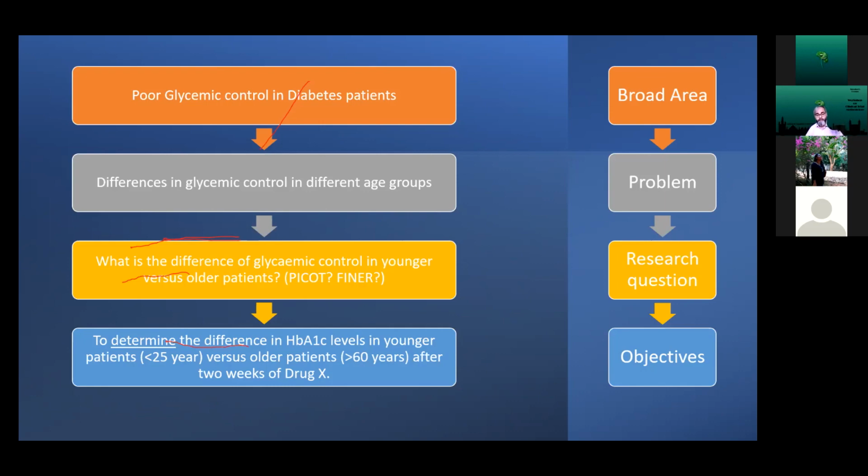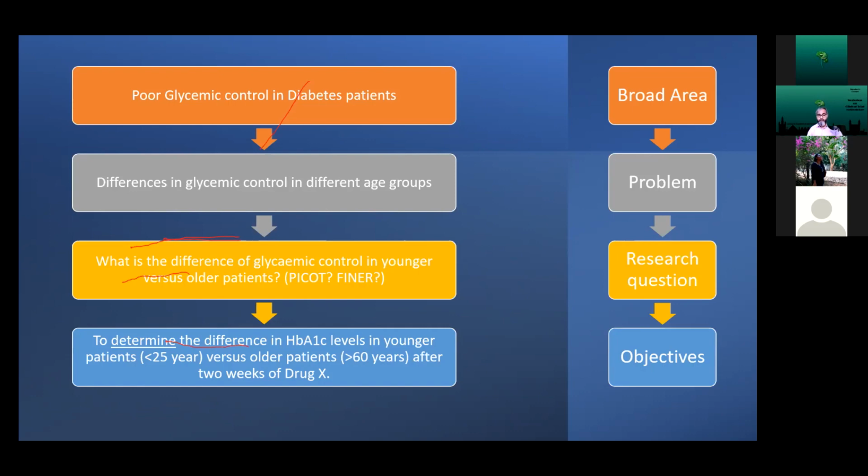What is the objective though? Objective is one part of that research question. Sometimes that one part is sufficient. One research question could have only one objective. And one research question could have multiple objectives also. So now, one of the objectives that I've made is to determine the difference in HbA1c levels in younger patients under 25 years versus older patients more than 60 years after 2 weeks of drug X.